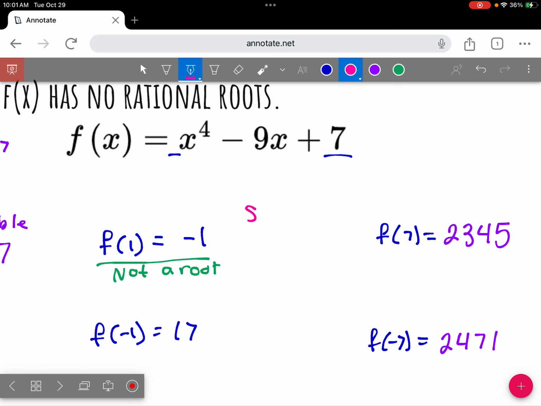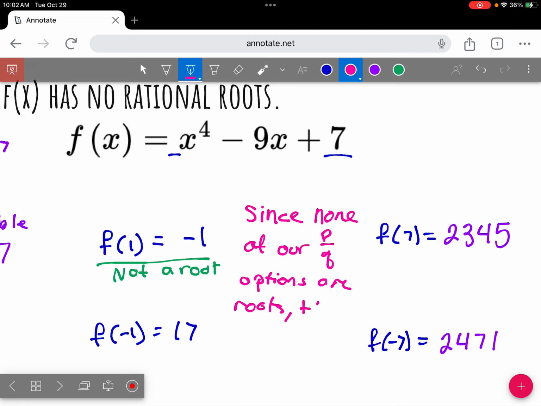So since none of our P over Q options are roots, there are none. No rational roots.